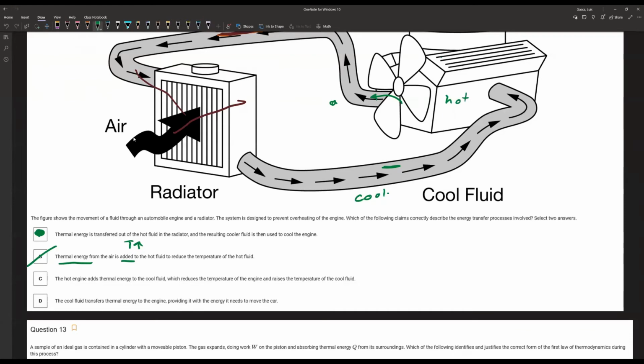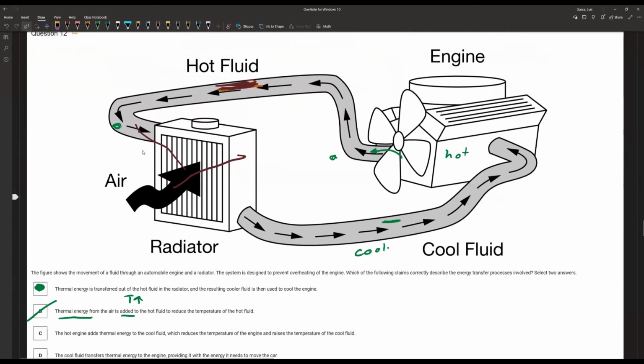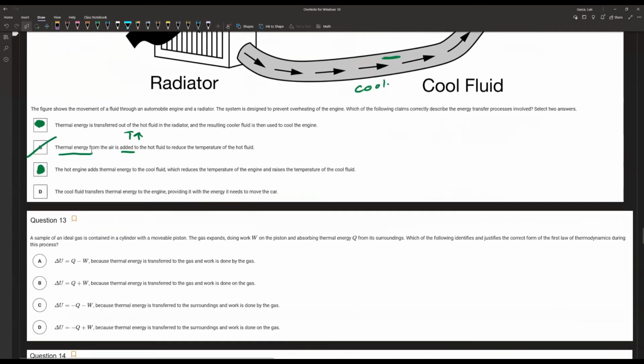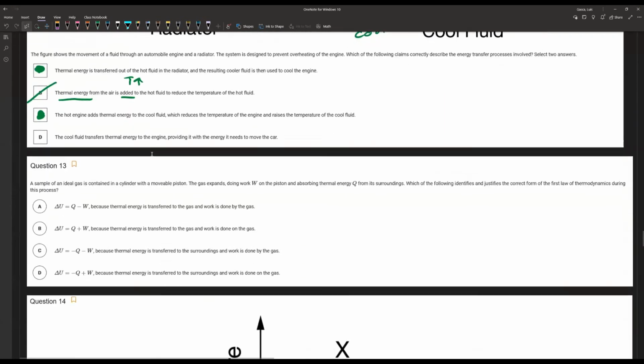So if this air here was hotter than the hot fluid over here, then your engine would have a very tough time operating because it's just going to get hotter and hotter and hotter as it goes through its cycles. C, the hot engine adds thermal energy to the cool fluid, which reduces the temperature of the engine and raises the temperature of the cool fluid. There's our other answer right there. And then D is just kind of ridiculous.